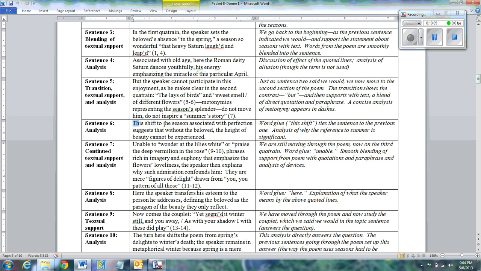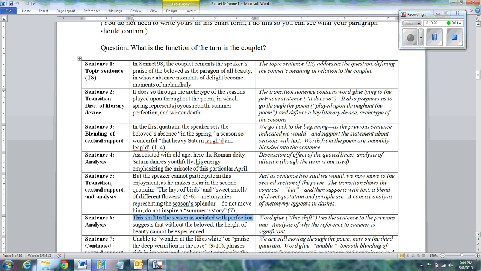Notice I say this shift to the season associated with perfection. This shift is talking about what I just said. Do not move him, do not inspire a summer story. See, it's word glue. I'm starting where I left off and then moving to my next idea so I can show how the things are connected. Also, season associated with perfection goes back up here to this sentence about the archetype of the seasons, right? Summer represents perfection.